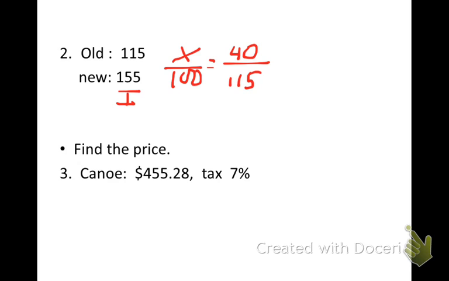So I have to do some calculations here. So we get 115x equals 4000, so I need to divide 4,000 divided by 115, and you end up with 34.78, and so on, so it would round to 35%.